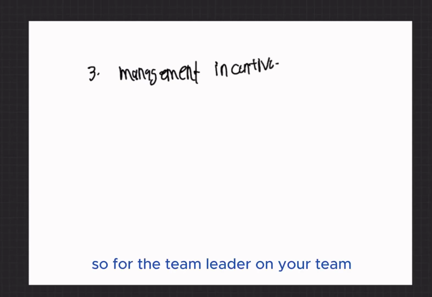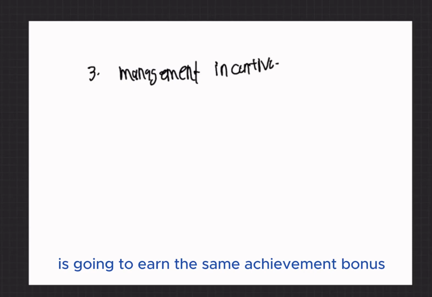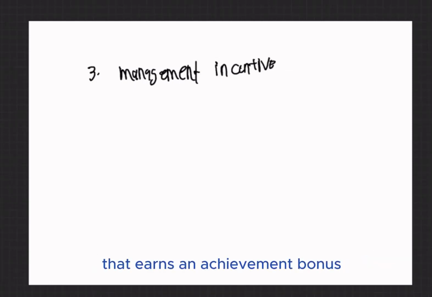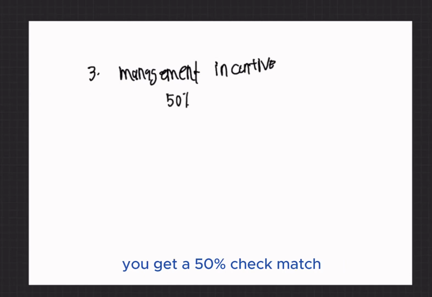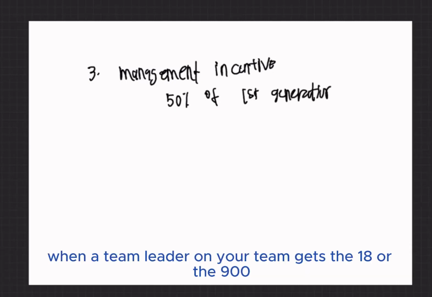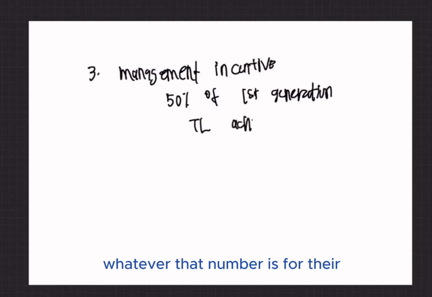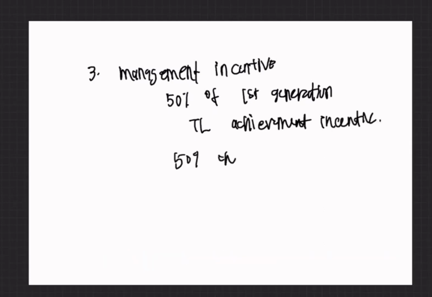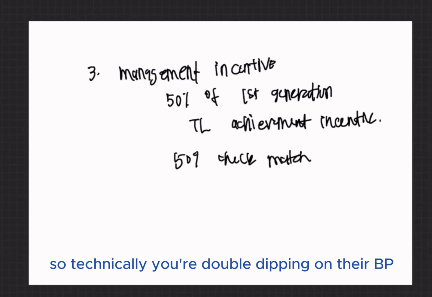So, the team leader on your team is going to earn the same achievement bonus based on their sales, right? So you kind of get to double dip on their 30,000. For every team leader on your team that earns an achievement bonus, you get a 50% check match. That's that 30,000 number. So when a team leader on your team gets the 1,800 or the 900, whatever that number is for their own achievement bonus, you get a 50% check match of their achievement bonus. So technically you're double dipping on their BP.